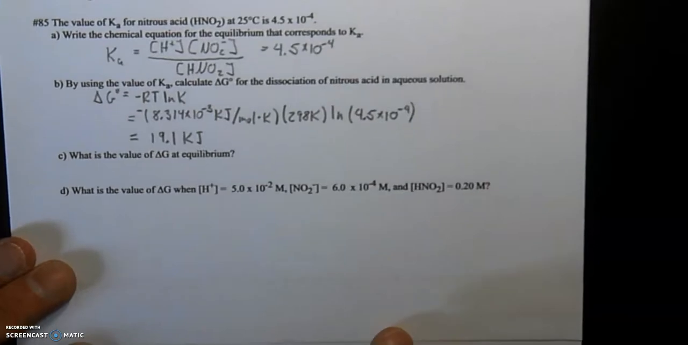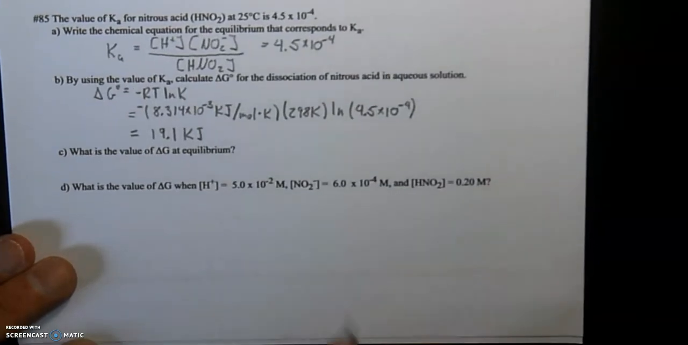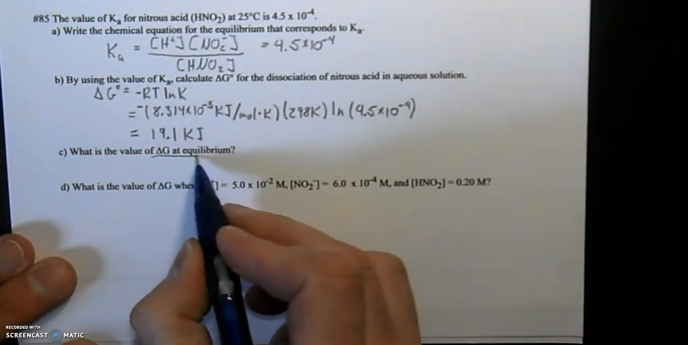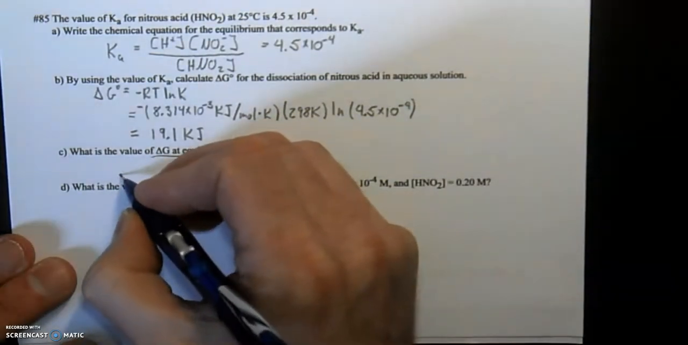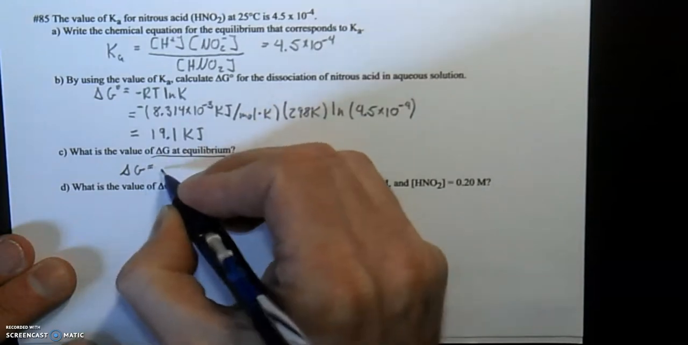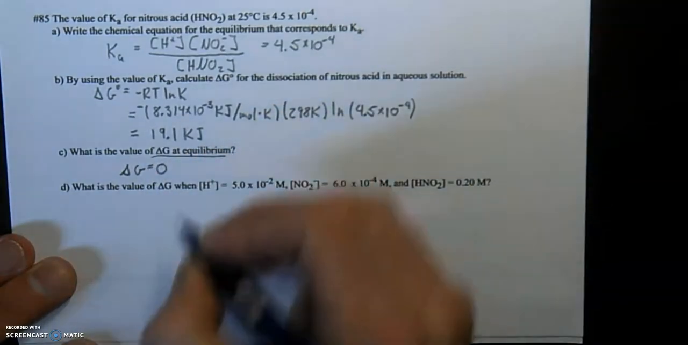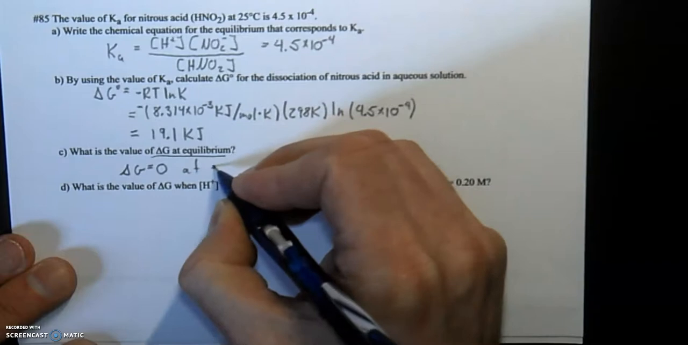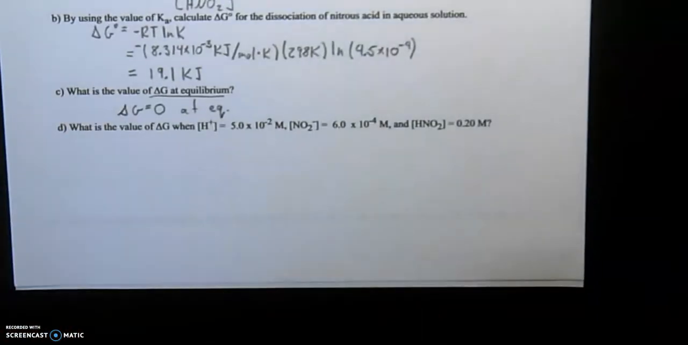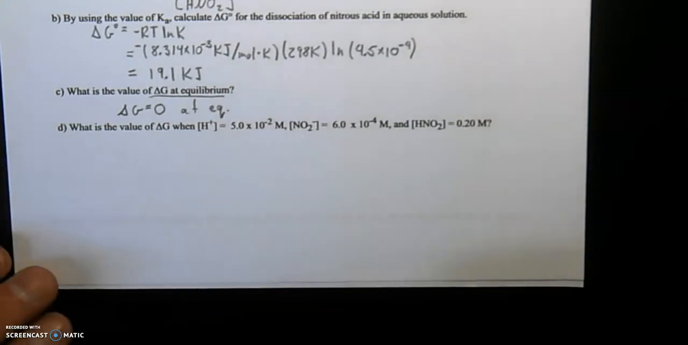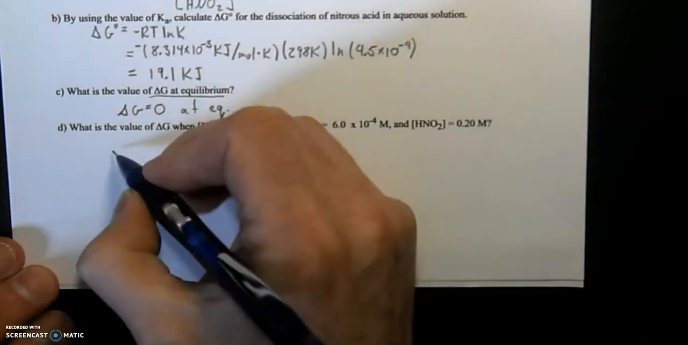What is the value of delta G at equilibrium? Sort of a trick question. Delta G at equilibrium is equal to 0 by definition. I won't write that in there. All right, last part, D. What is the value of delta G when you have those values for these different concentrations? Sort of like a Q. So we'll figure that out.